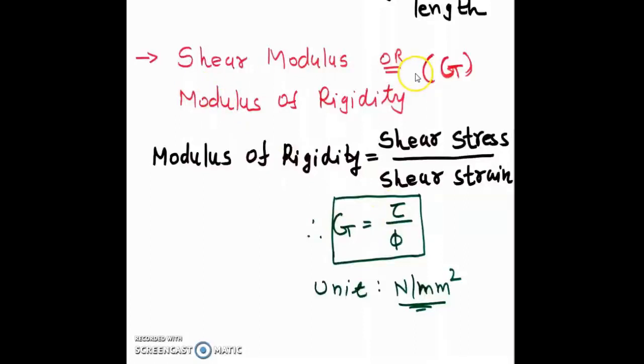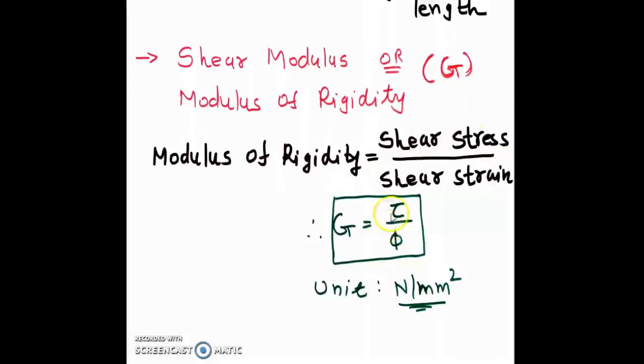Shear modulus, also known as G, also known as the modulus of rigidity. G is the symbol of shear modulus, and sometimes modulus of rigidity is known as the shear modulus. Modulus of rigidity is defined as the ratio of shear stress to shear strain.